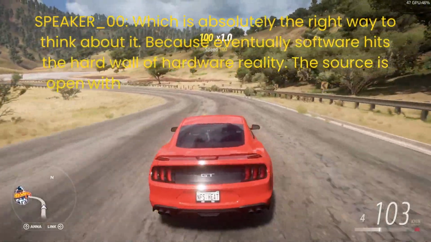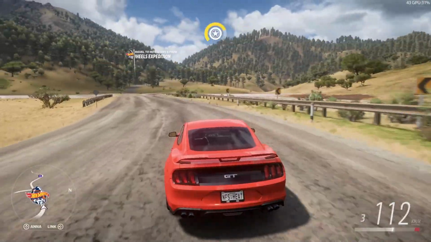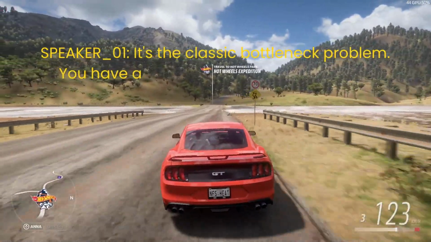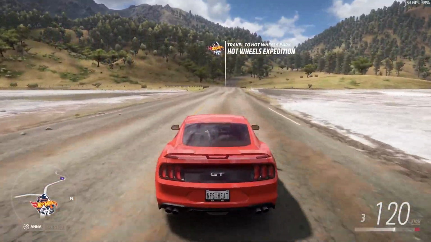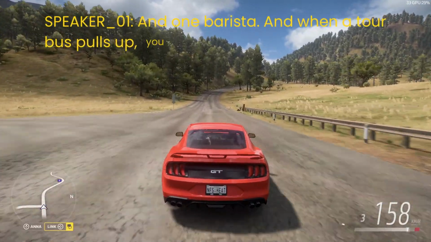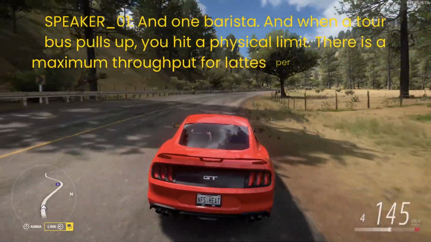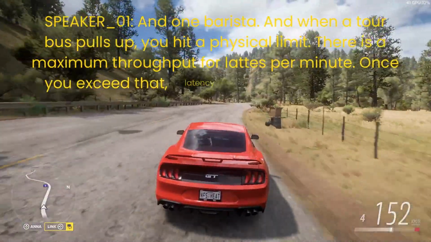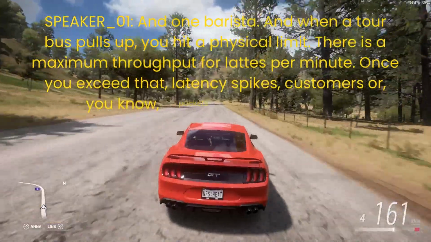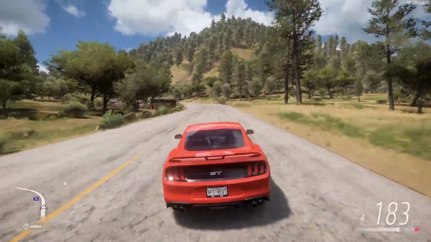The source opens with the barista analogy, which I think is just a perfect primer on this stuff. It's the classic bottleneck problem. You have a coffee shop, that's your server, and one barista. And when a tour bus pulls up, you hit a physical limit. There is a maximum throughput for lattes per minute. Once you exceed that, latency spikes, customers, or packets, start timing out, and eventually the barista burns out. And the shop goes down.